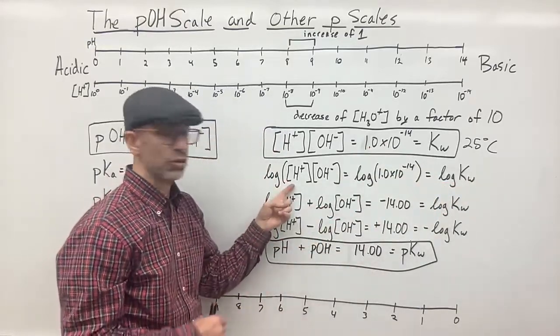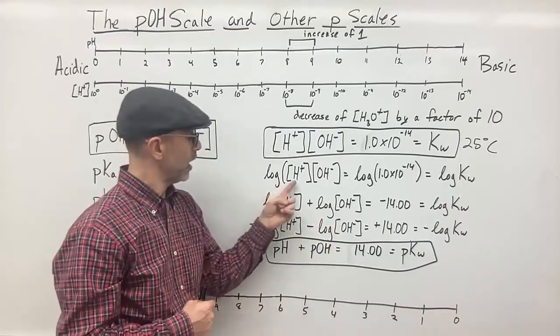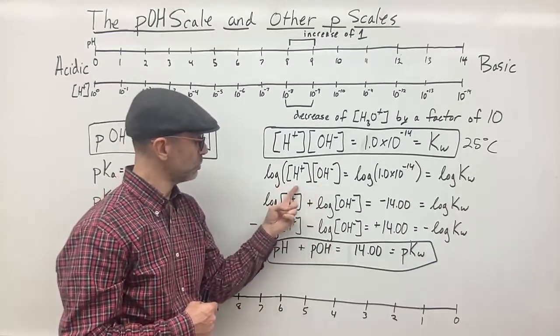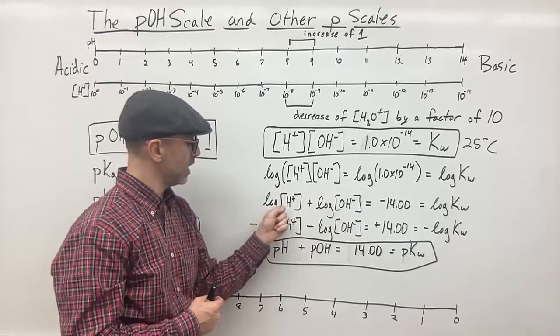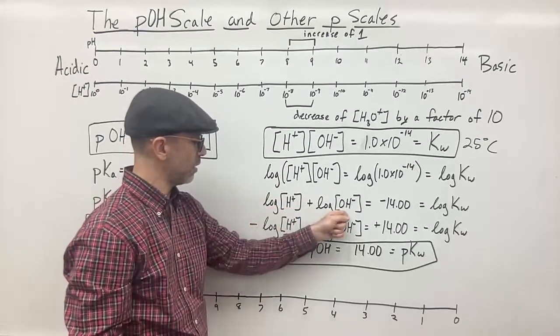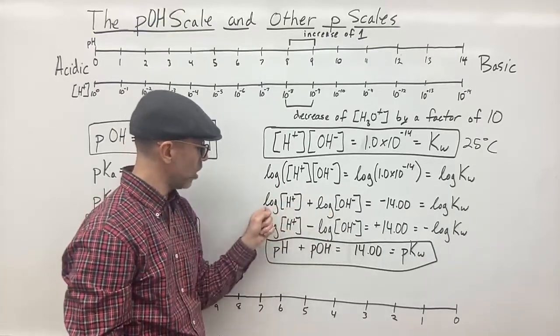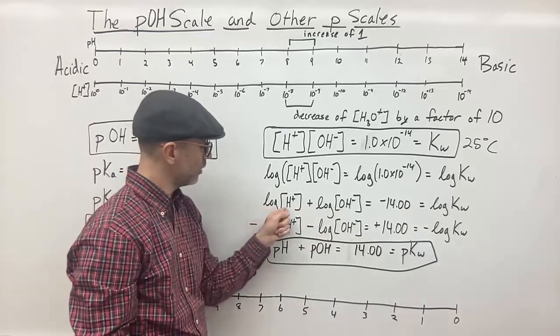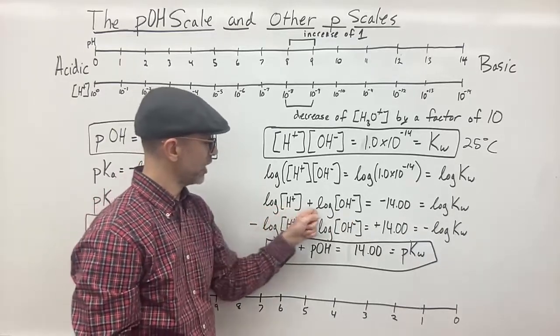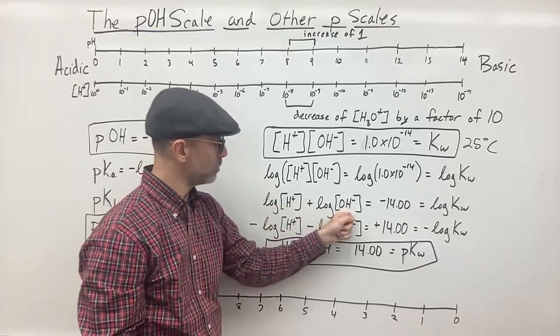So according to the law of logs, if we take the log of two things that are multiplied, that's the same as separating them and adding the two logs. So I can take the log of the H plus concentration and add that to the log of the OH minus concentration.